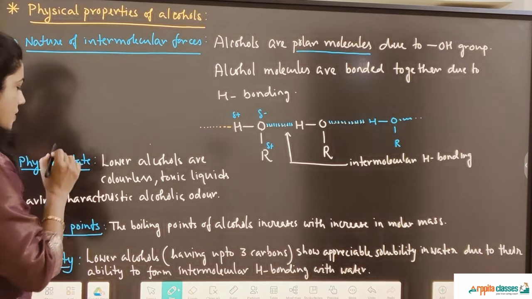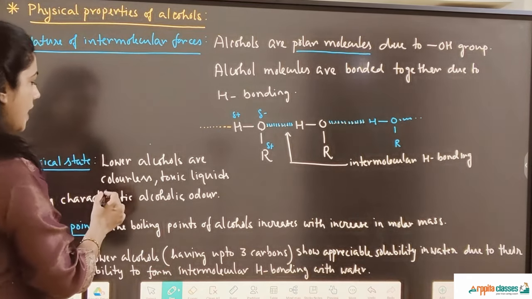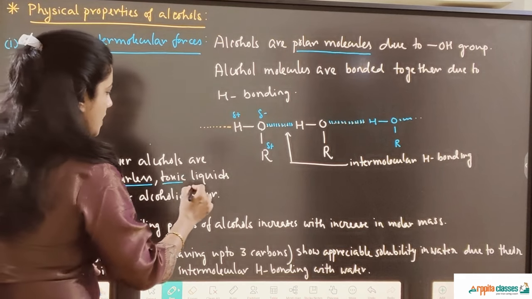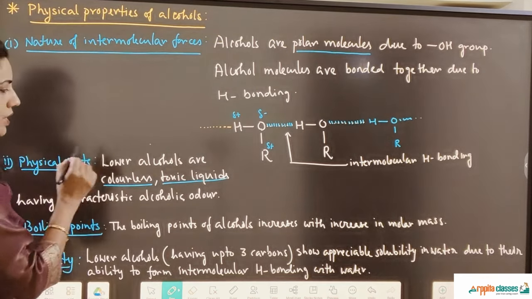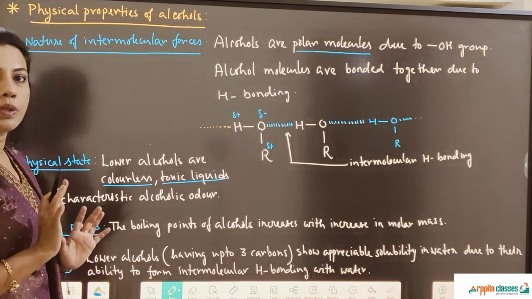Next physical property is physical state. Lower alcohols are colorless, toxic liquids having a characteristic alcoholic odor. We just have to know this much.